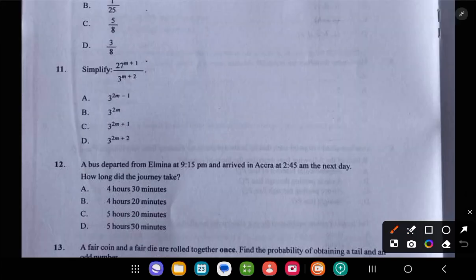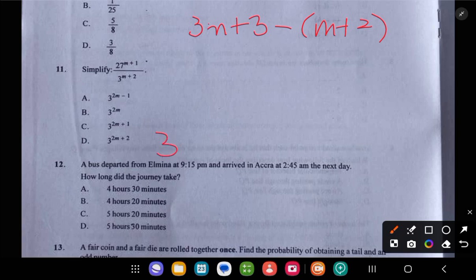So I'm going to have 3m plus 3 minus m plus 2. Now have in mind, we have our base already to be 3. Whatever answer we have will be the exponent. So 3m plus 3 minus m minus 2.